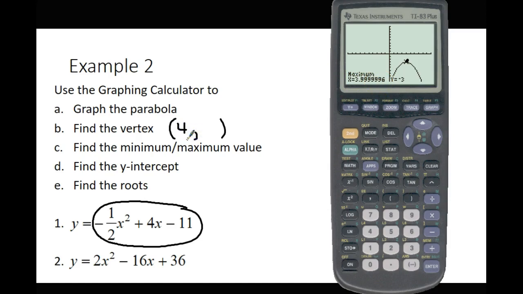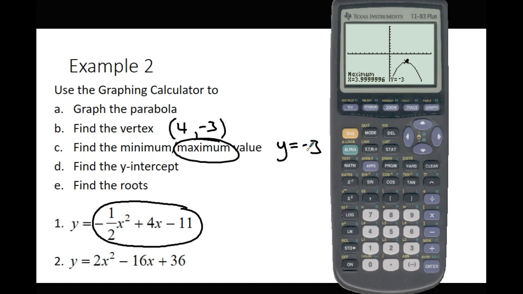And what's the y value of our vertex? Negative 3. Now we've already said that this graph has a what? Has a max. And what is that maximum value? It's the y value of the vertex. So what is it? Y equals? So that first process gives you both of your answers, okay?